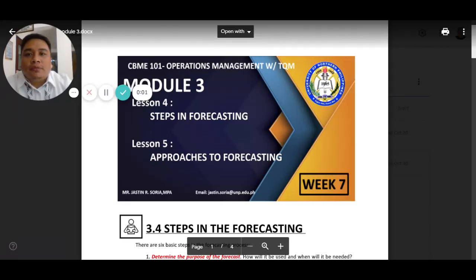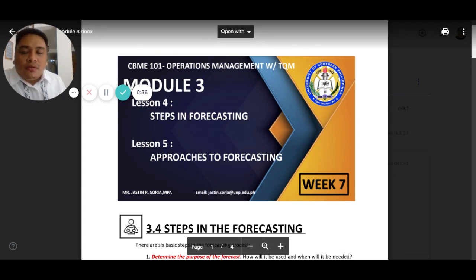Class, we're back and we are now in our week 7. We are still on our module 3. Last meeting, we discussed our week 6 topic about our module 3. Our topic is forecasting. Now, in our module 3, lesson number 4 and lesson number 5, we'll be discussing more about the different steps in forecasting and the approaches to forecasting.